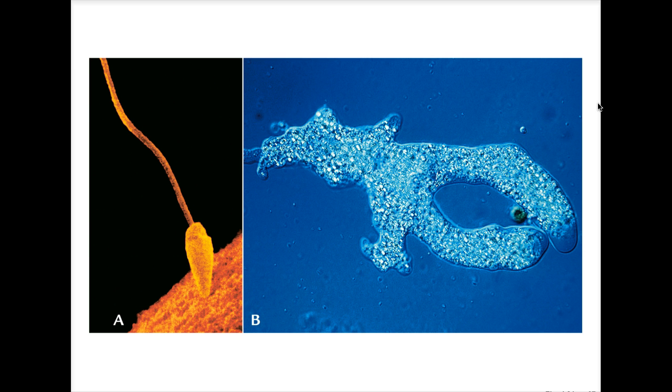Here's an example of two forms of movement. In picture A, we see a flagellum of a human sperm. That flagellum enables the sperm to swim to the egg, and the large orange structure in the corner is the egg cell. And then in image B, we see an amoeba, which is a eukaryotic unicellular organism, and it has foot-like projections called pseudopods that enable it to move. In this case, it's surrounding and ready to engulf a single-celled green algae.